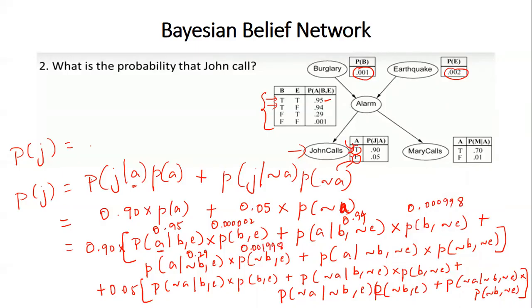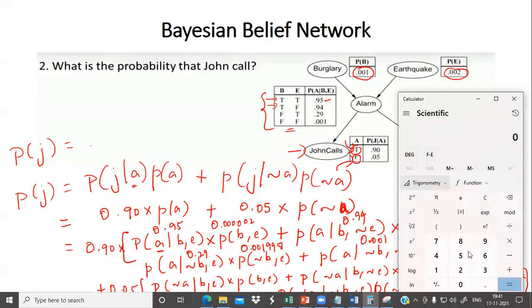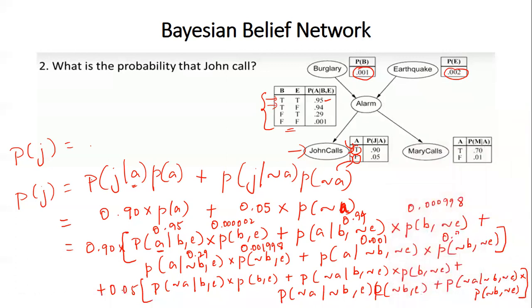Now, what is the probability of having an alarm when there is no burglary and no earthquake? So this is 0.001. And what is the unconditional probability of having no burglary and no earthquake? No burglary is 1 minus 0.001, which is 0.999, and no earthquake is 1 minus 0.002, which is 0.998. So 0.999 times 0.998 is nothing but 0.997002. Similarly, we have to find out this.